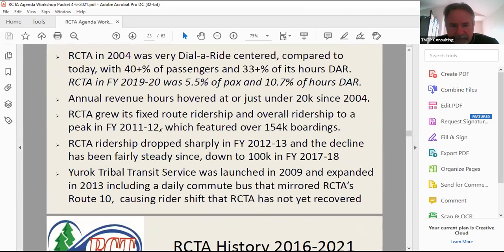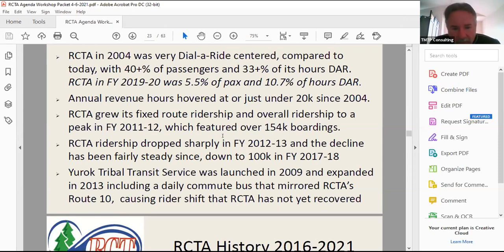Our peak ridership, so I guess you could say the heyday of RCTA as far as from a pure ridership number, was fiscal year 11-12, where we had 154,000 annual boardings. The ridership dropped sharply just a year after that, and the decline was fairly steady, down to 100,000 in fiscal year 17-18. Yurok Tribal Transit Service was launched initially in '09 and then expanded in 2013 to include a daily route that basically mirrored our Route 10, and that route rider shift we never really did recover from.